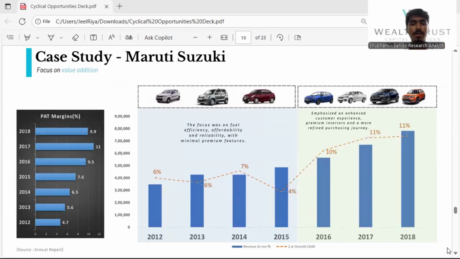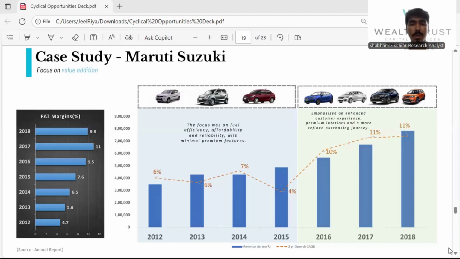A similar story played out in Maruti Suzuki as well. Traditionally positioned around affordability and efficiency, Maruti realized that Indian consumers were evolving. In the first three to four years the margins were low, but they realized that Indian consumers now demand aspirational features, superior designs and a better ownership experience. So Maruti responded with premium interiors and new product lines. They also entered the SUV market, and slowly and steadily this change really helped the business.